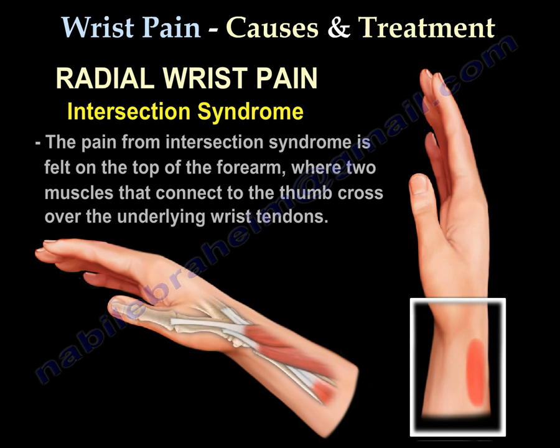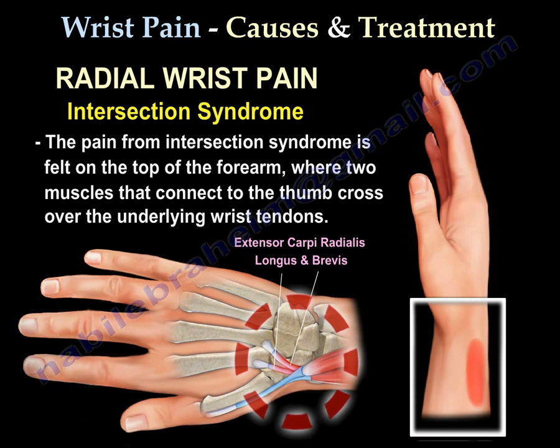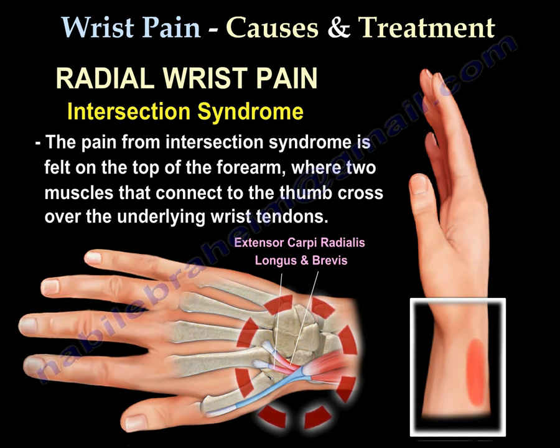Intersection syndrome is not a very well-known syndrome, but the pain from intersection syndrome is felt on the top of the forearm where the two muscles that connect the thumb cross over the underlying wrist tendons. These are the two muscles of the thumb, the extensor pollicis brevis and abductor pollicis longus, and they cross over the tendons of the wrist, which are the extensor carpi radialis longus and brevis.